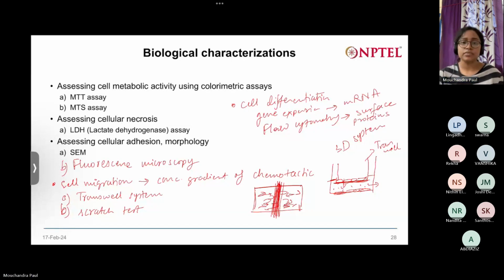If the surface protein of a mature cell type is expressed higher, and that is not expressed in the stem cell, then we say again that the cell has differentiated to this particular cell type. And other than that, for apoptosis, there is another test where we study the DNA fragmentation.